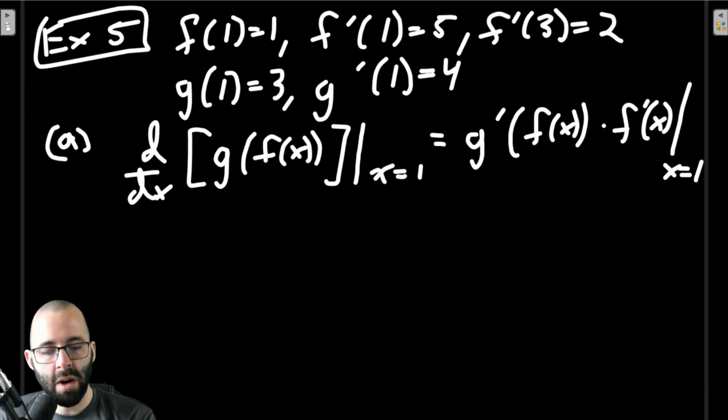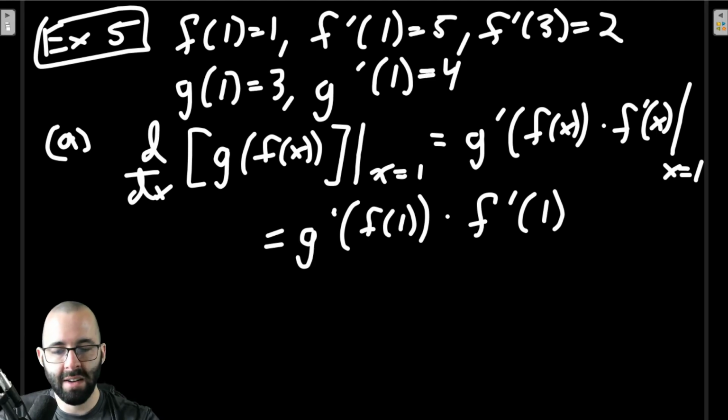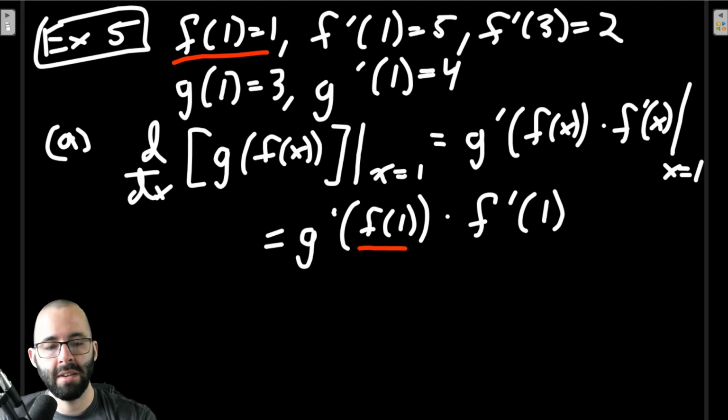So we are basically done. Let's get plugging in. We get g prime of f of 1 times f prime of 1. And luckily, we know these things, right? What is f of 1? F of 1 is just equal to 1. What is f prime of 1? F prime of 1 was 5.